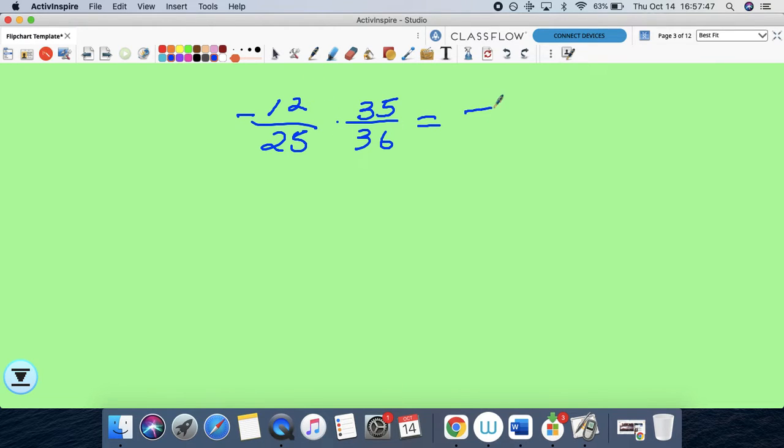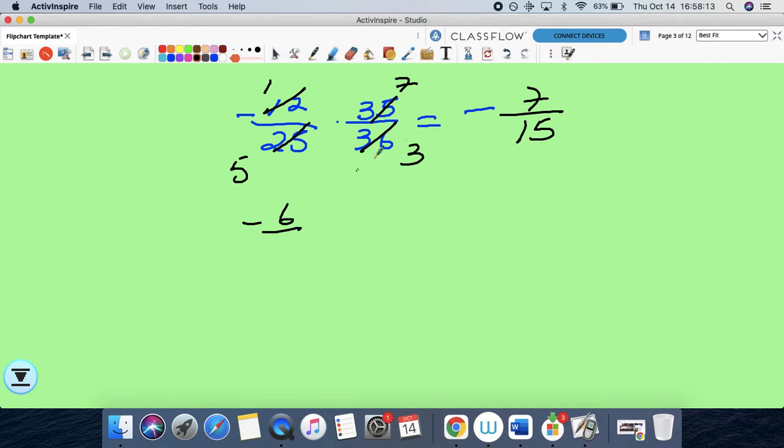I know my answer is going to be negative because it's a negative times a positive, so obviously 12 and 36 can be simplified. So 12 and 36, I can divide 12 by 12, and that gives me 1. 36 by 12, that gives me 3. The 25 and 35, they're both divisible by 5, so 25 divided by 5 is 5, and 35 divided by 5 is 7. There's nothing else to simplify, so that gives me negative 7 over 15.